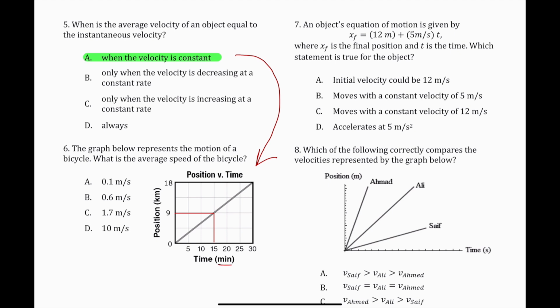Here we have the time in minutes and the position in kilometers, but here we have all the answers in meters per second, so we need to convert it. So the average velocity is 9 over 15, but we need to convert it to meter per second. So for the kilometer, we will multiply it times 1000, and here for the time we multiply it times 60. So the answer will be D, 10.